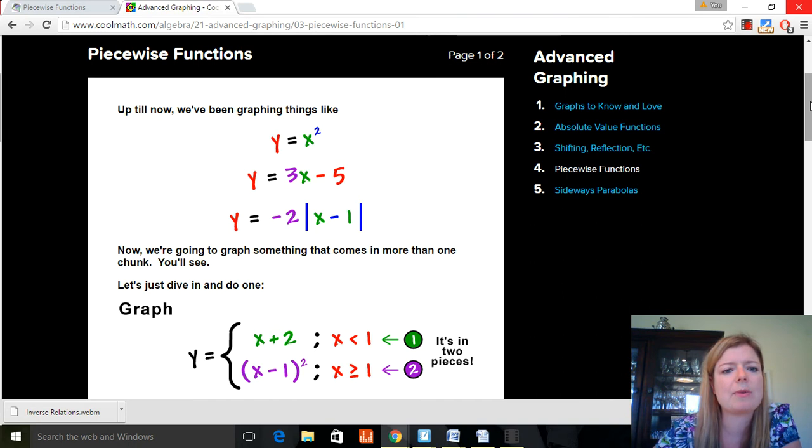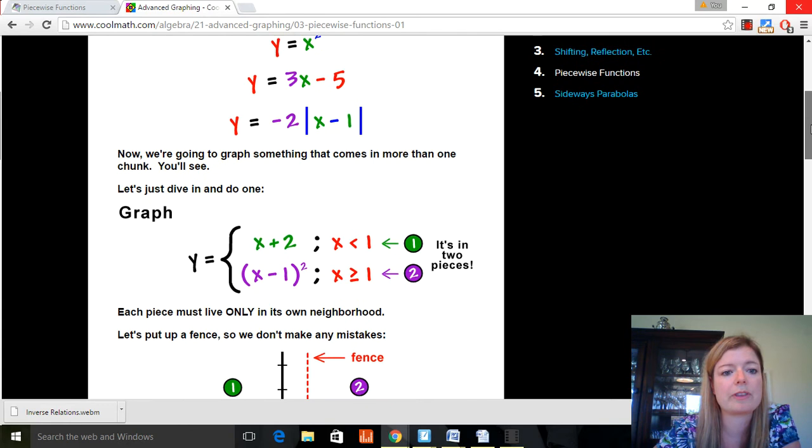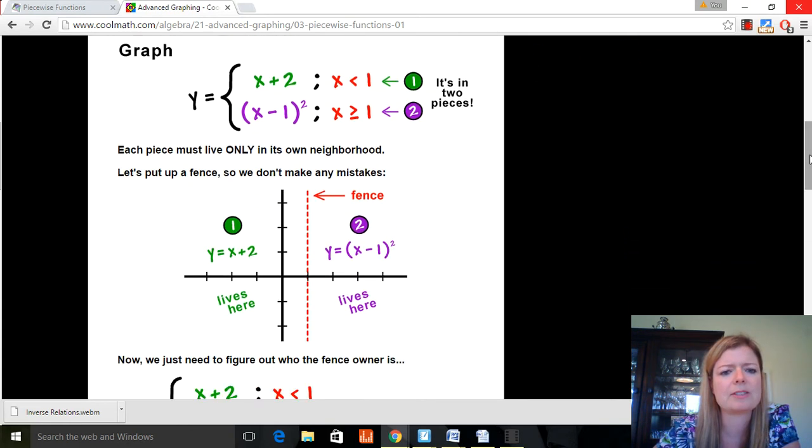So up until now, we've graphed things like these different parabolas, a line, an absolute value function, but now we're going to come into graphs that come in more than one chunk. So let's look at this one. So y equals, we do this curly bracket, x plus 2 when x is less than 1, and x minus 1 squared when x is greater than or equal to 1. Look, it's in two pieces.